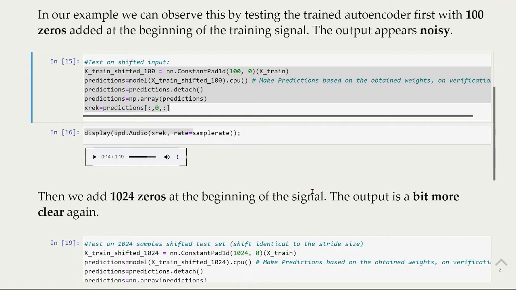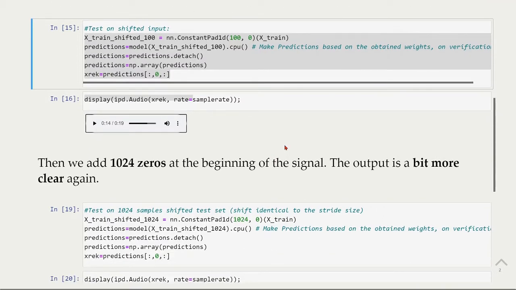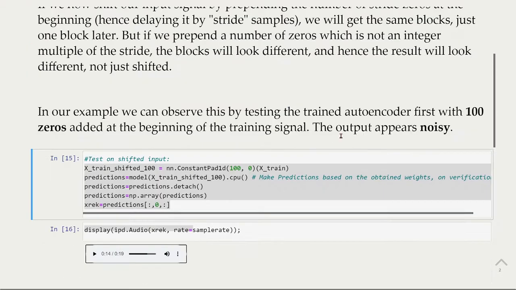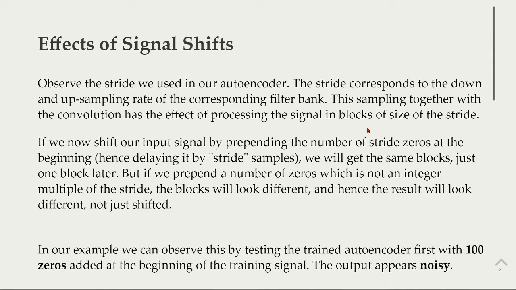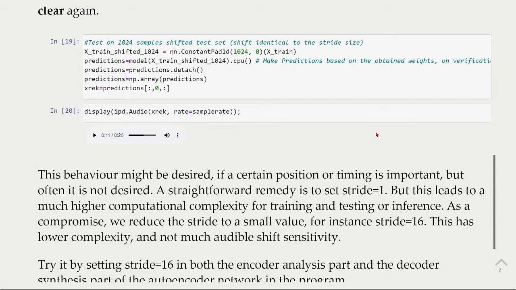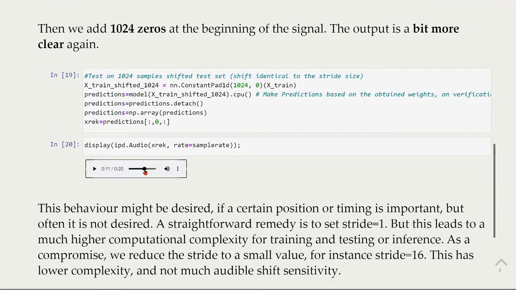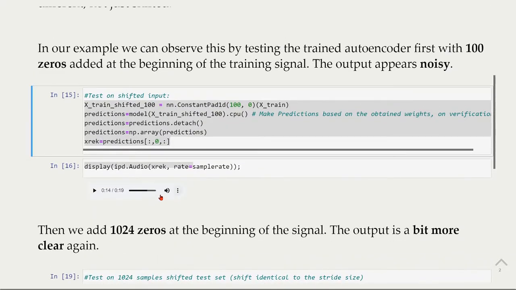We will now shift not by 100, but by 1024. And this is related to the exact same number as the stride. So we are now in the situation that we are shifting the input signal by prepending the number of stride zeros at the beginning, that is delaying it by stride number of samples. And this we are going to also listen to. So let's compare.